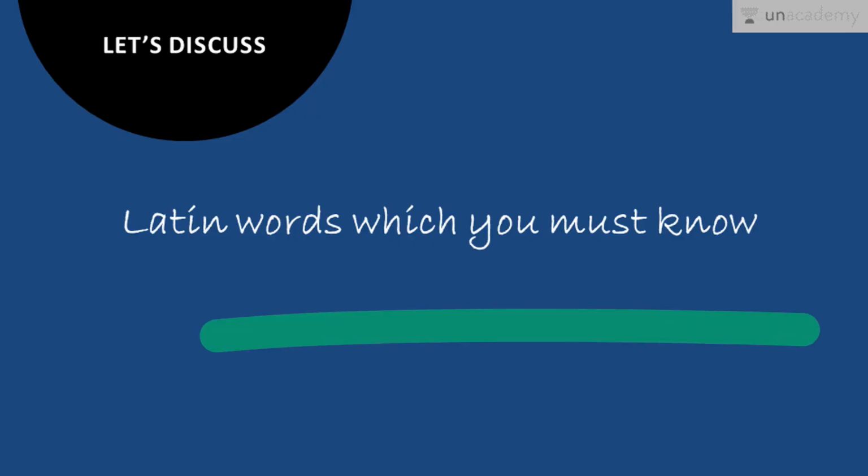So once again, I welcome you all in this new course of Latin words which you must know. So we'll be talking about some very interesting Latin words. We'll be talking about how to pronounce those words, how to know the meaning of those words, how to use those words in English language, English sentences.